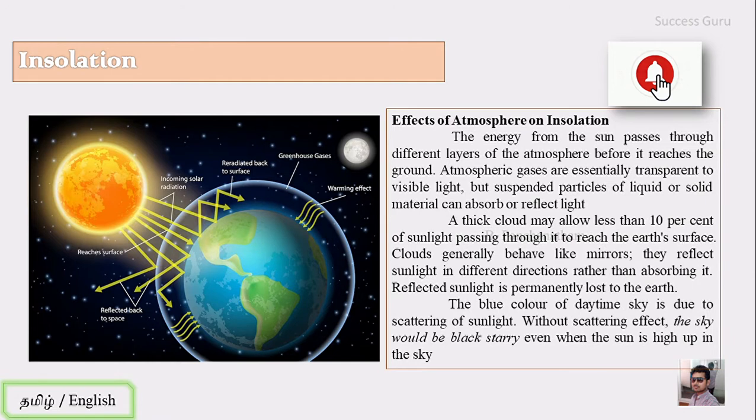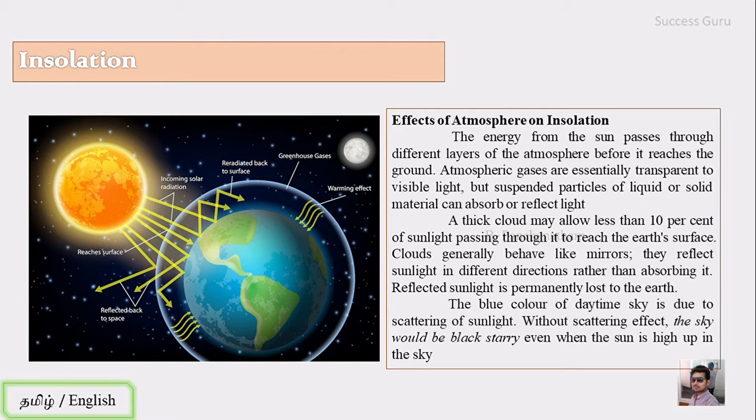We will see the effect of the atmosphere on insolation. The energy from the sun passes through different layers of the atmosphere before it reaches the ground. The atmospheric gases are essentially transparent to visible light. But when there are suspended particles like liquid or solid material, they can absorb or reflect the light. A thick cloud may allow less than 10% of the sunlight that passes through it to reach the Earth's surface. Clouds generally behave like a mirror. They reflect the sunlight in different directions rather than absorbing it. So the reflected sunlight is permanently lost to the Earth.